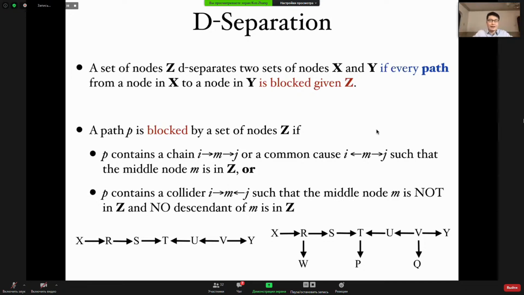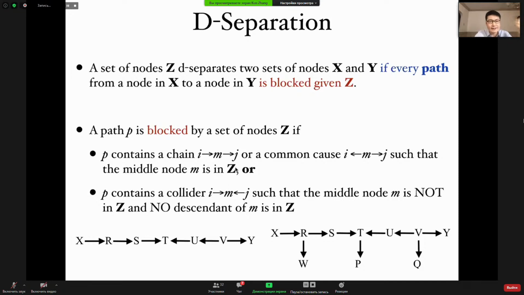So right here, we say a path is blocked by a set of variables Z, or set of nodes Z, if at least one of the following conditions holds true. If one of them holds true, then we say it's blocked. Of course, if both of them hold true, clearly it's blocked.